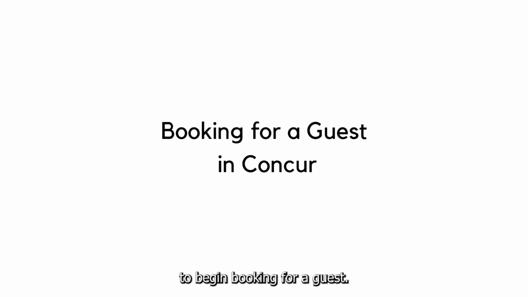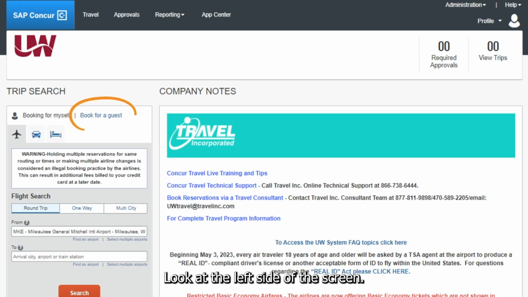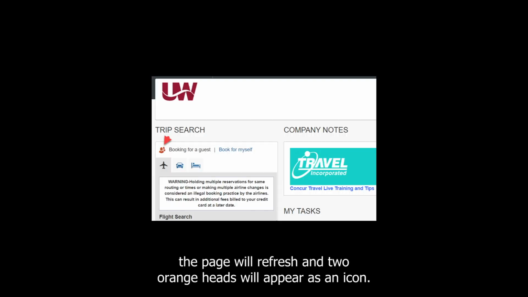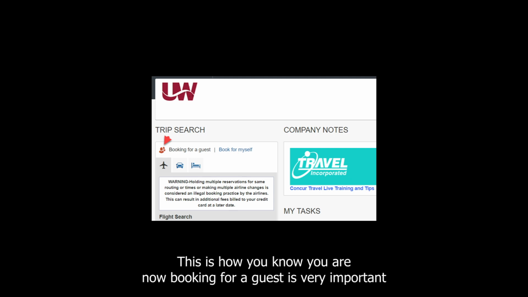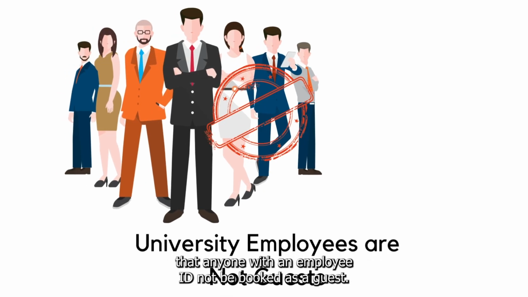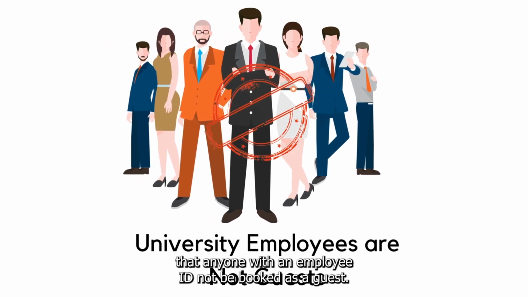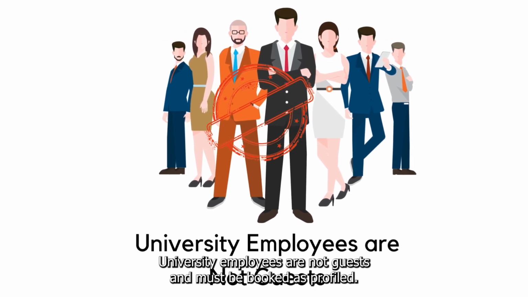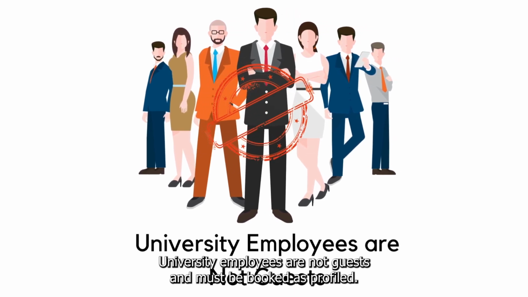To begin booking for a guest, look at the left side of the screen. There will be an option to book for a guest. If you click the link, the page will refresh and 2 orange heads will appear as an icon. This is how you know you are now booking for a guest. It is very important that anyone with an employee ID not be booked as a guest. University employees are not guests and must be booked as profiled travelers.